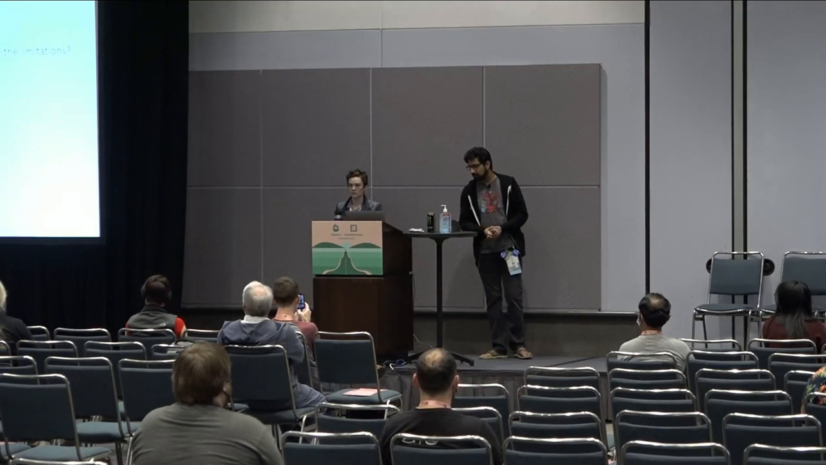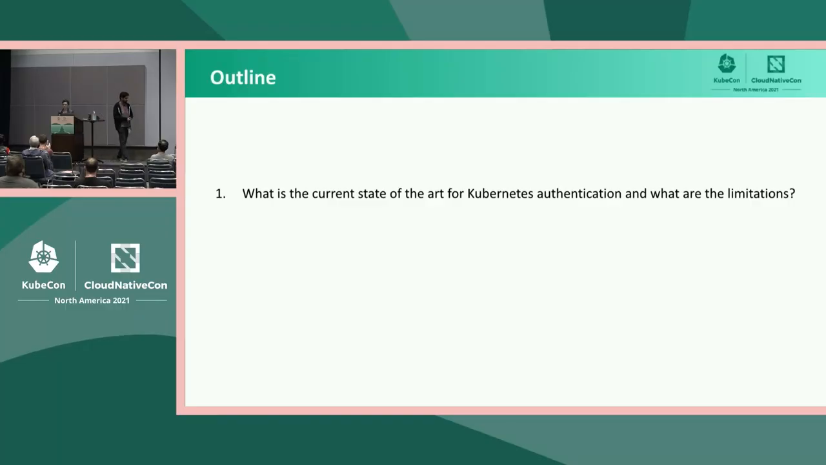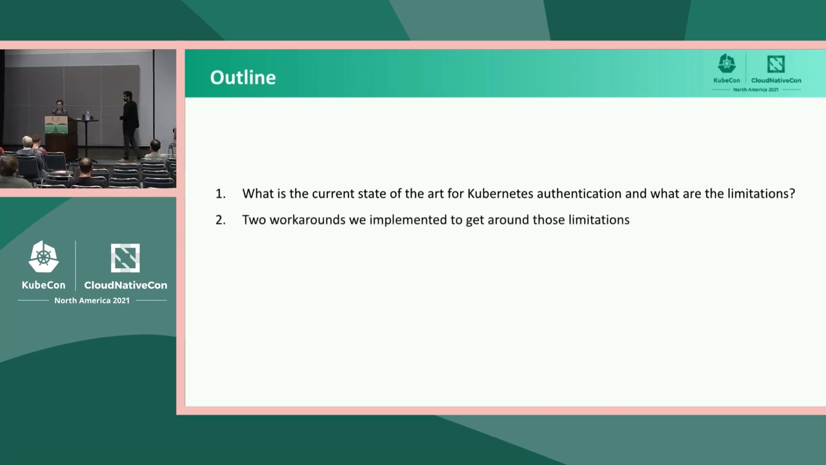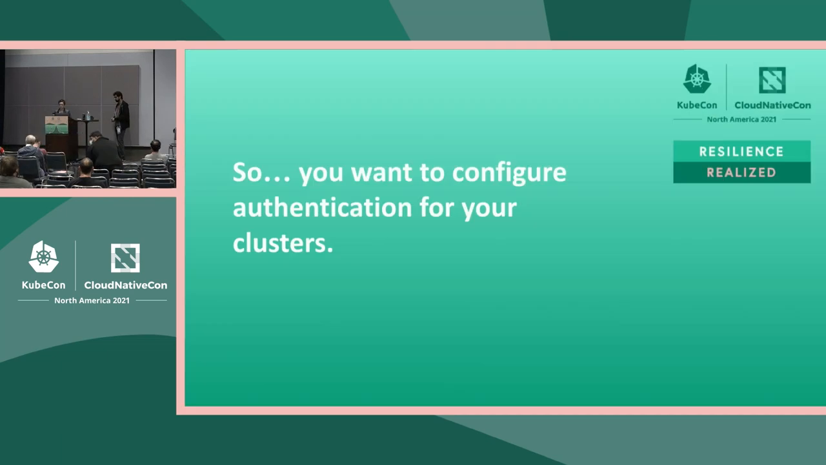Cool. So in this talk, we're going to talk about some of the capabilities of Kubernetes auth today and some of the limitations. Then we'll look at some workarounds that we did to work around some of the limitations. And then at the end, we're going to try to look forward and see what we could do in the future to make things a little better.